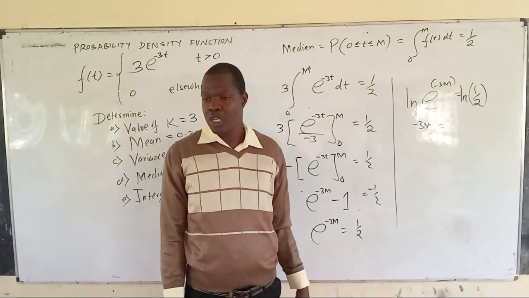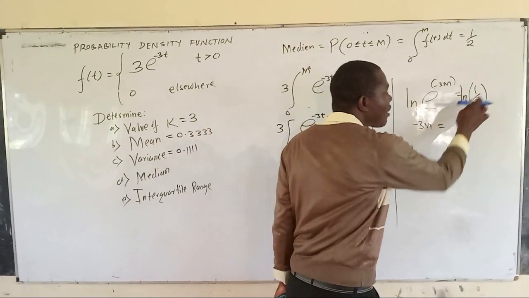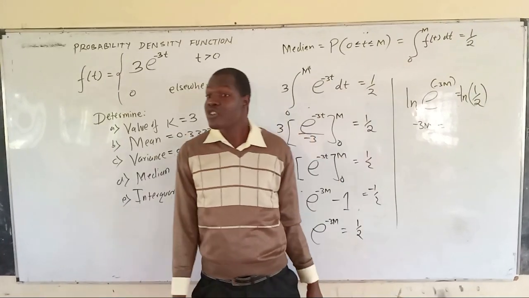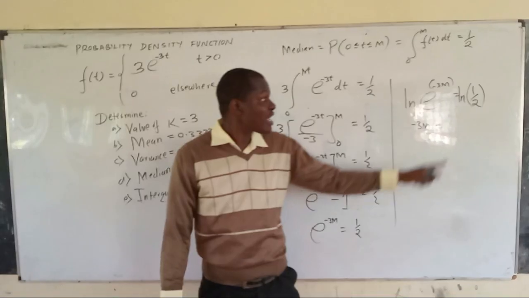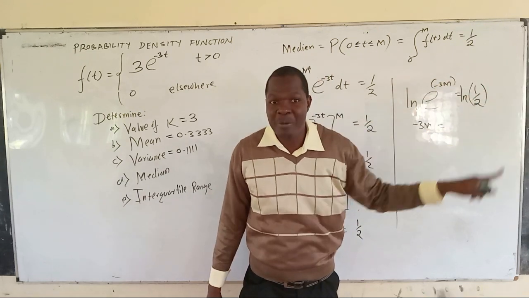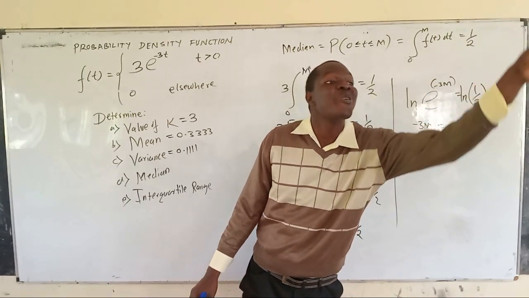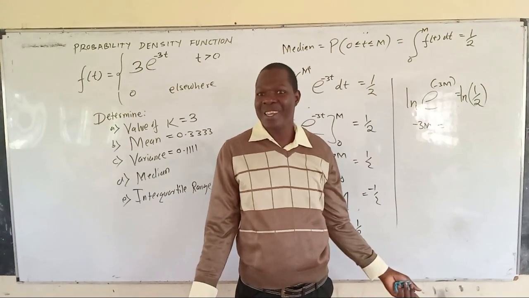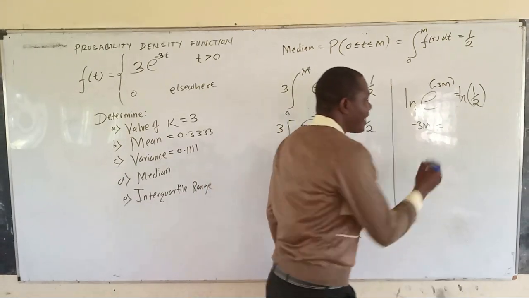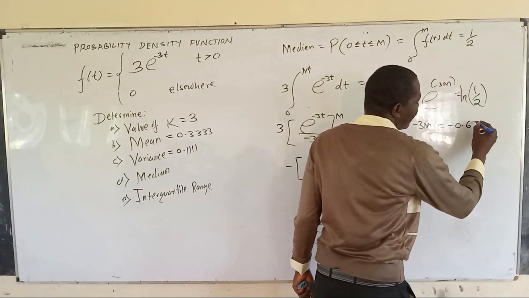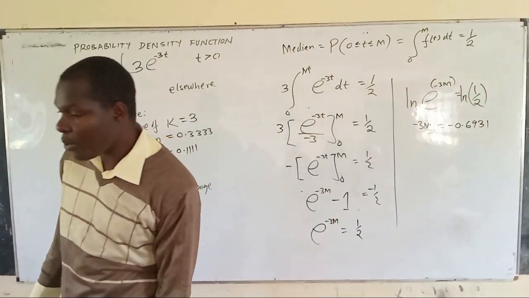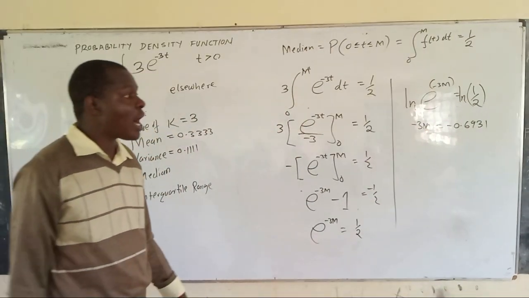Are we together? Then on the other side, what is ln of a half? Ln of a half is like 0 minus ln of 2, because if you take the log inside, division will change to subtraction. So it is ln of 1 minus ln of 2. That is negative ln of 2, which is negative 0.6931. If you look at ln of a half in the calculator, you get negative 0.6931.